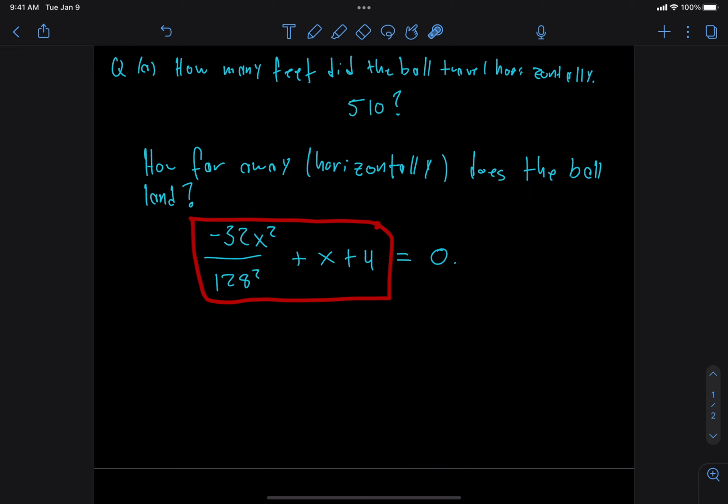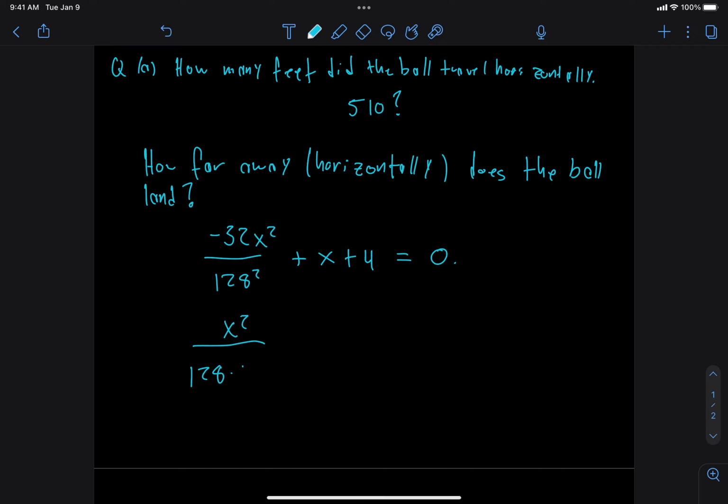Here's why I don't want to factor. Look at these atrocious numbers here, right? Even if we simplify this, what is that going to be? 32 goes into 128 4 times. So this is like x squared over 128 times 4, which would be x squared over 512. So to do the AC method, would we even be able to do that? We would get 1 over 512.